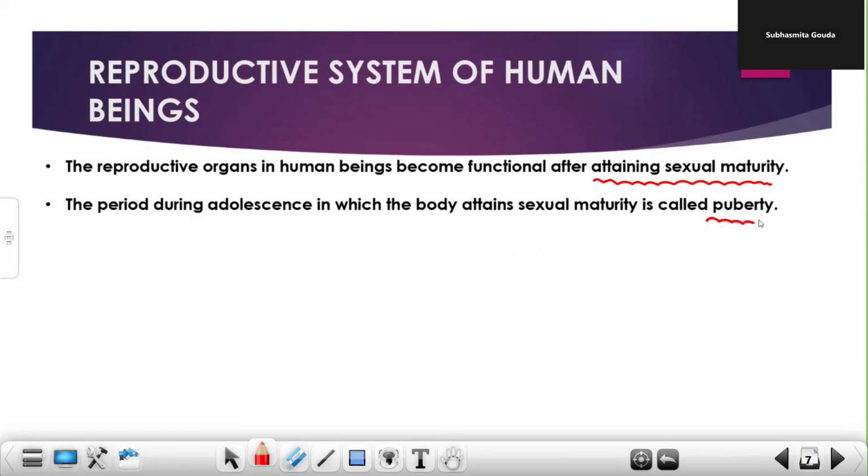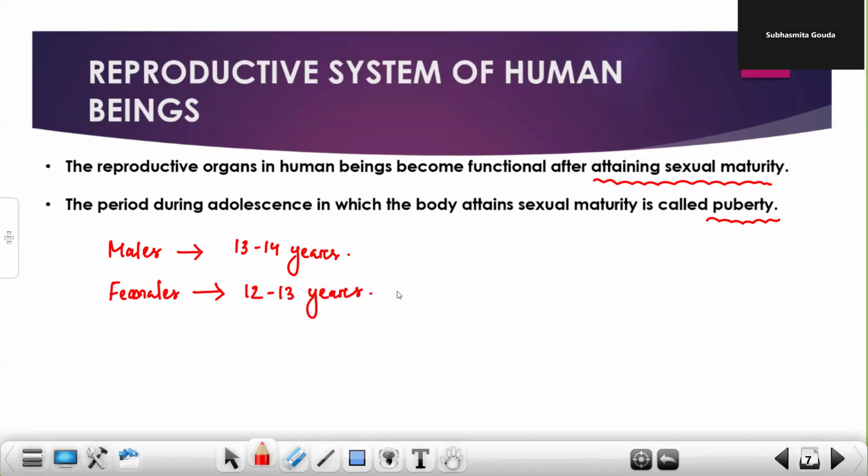But the period during adolescence in which the body attains sexual maturity, we call puberty. After puberty, the reproductive organs become functional, and it tends to be reached earlier in girls as compared to boys. Normally in males, sexual maturity is attained at about 13 to 14 years, but in females it is a little bit earlier, around 12 to 13 years.